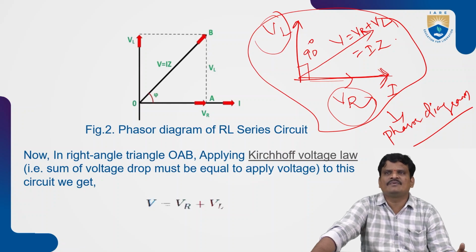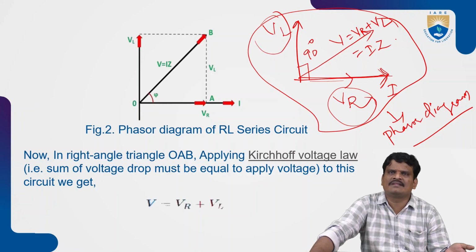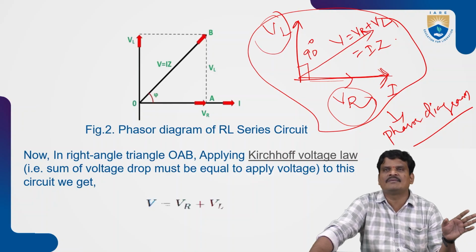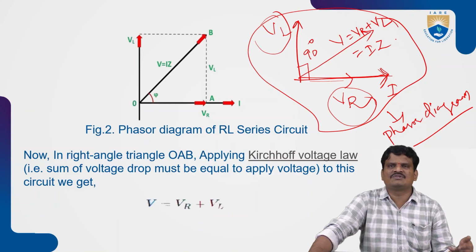What is the second step? You need to consider the properties of the different elements that are connected in the circuit. Either they may be connected in series, there may be two elements, there may be three elements, or they may be connected in parallel. What is the procedure you need to follow?